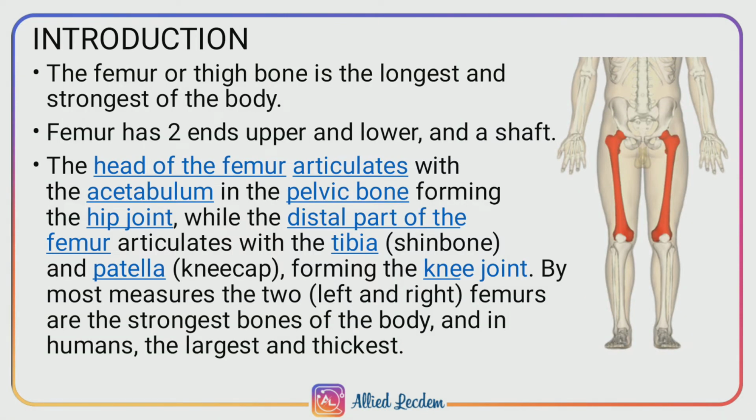Femur bone or thigh bone is the longest and strongest of the body. Femur has two ends, namely upper and lower, and a shaft. The head of the femur articulates with the acetabulum in the pelvic bone, forming the hip joint, while the distal part of the femur articulates with the tibia and patella, forming the knee joint. By most measures, the two femurs are the strongest bones of the body, and in humans these are the largest and thickest. So, femurs are the longest and strongest of the body.